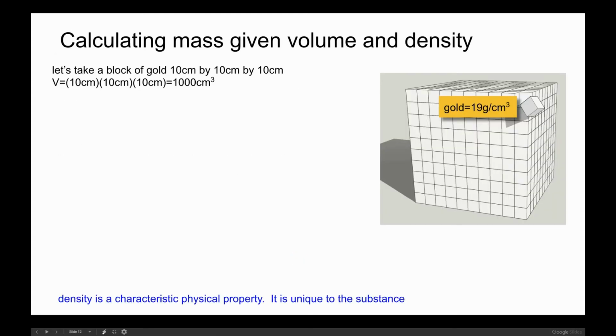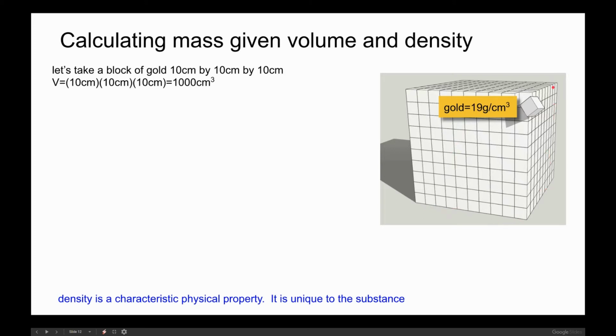So let's take a simple example. In movies, you frequently see someone pick up a large brick of gold. So I'm going to give you a block of gold that's 10 centimeters by 10 centimeters by 10 centimeters. When we work it out, the volume is 1,000 cubic centimeters. If a single cubic centimeter of gold weighs 19 grams, how much is a thousand cubic centimeters going to have as a mass?